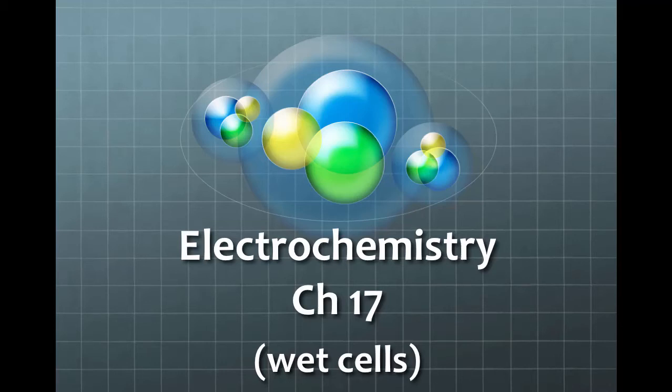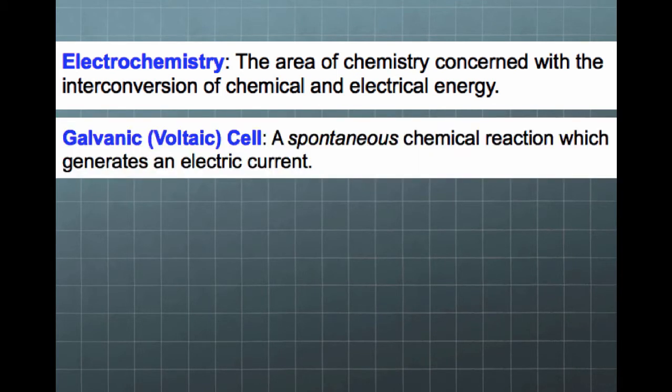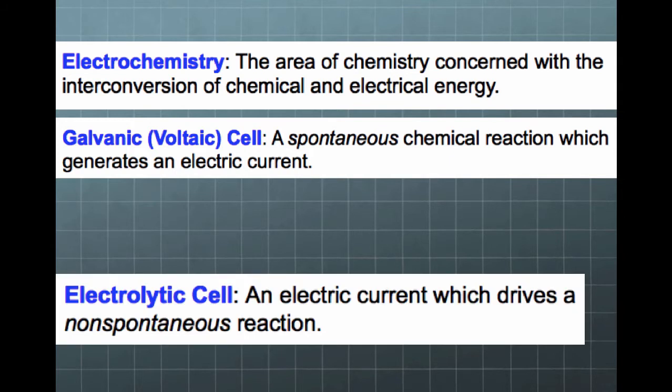Chapter 17 in our book deals with electrochemistry, and this is going to discuss wet cells. Electrochemistry is concerned with the conversion between chemical and electrical energy. A galvanic cell or voltaic cell is spontaneous, and a battery is an example, and it generates electrical current. An electrolytic cell is non-spontaneous and requires electrical current to force it to run.